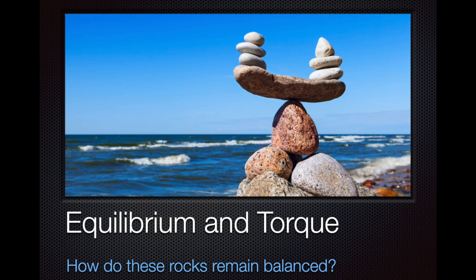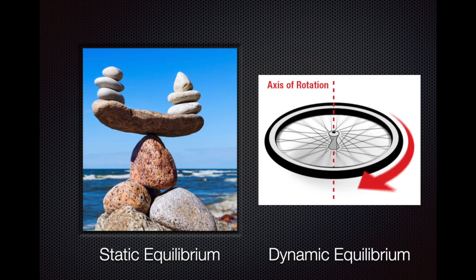So let's take a look at this pile of rocks. How do the rocks remain balanced? These rocks are in equilibrium, and this is the kind of equilibrium that we call static equilibrium. We're familiar with this from translational motion, the type of motion we've been talking about all semester, where an object moves from place to place.